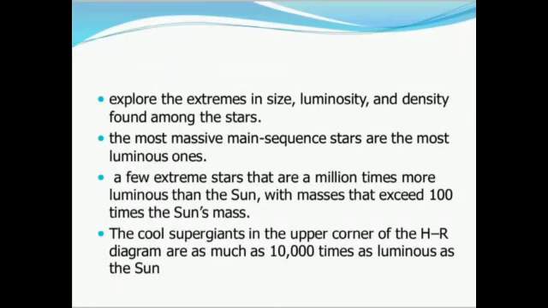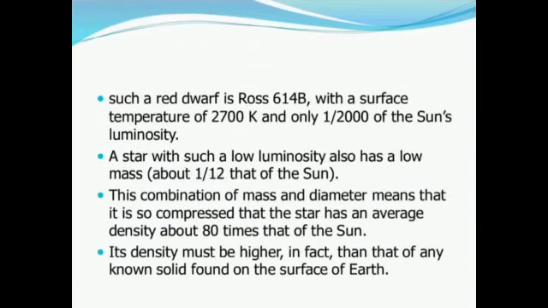For example, if I talk about the red dwarf Ross 614b, it has a surface temperature of only 2700 Kelvin, and only 1/2000 of the sun's luminosity. So a star with a low luminosity has low mass. This combination of mass and diameter means it is so compressed that the star has an average density about 80 times that of the sun. Its density is in fact higher than that of any solid found on the surface of the earth.